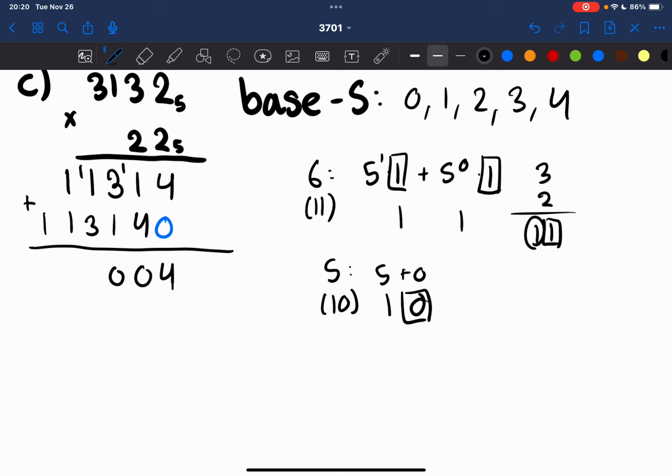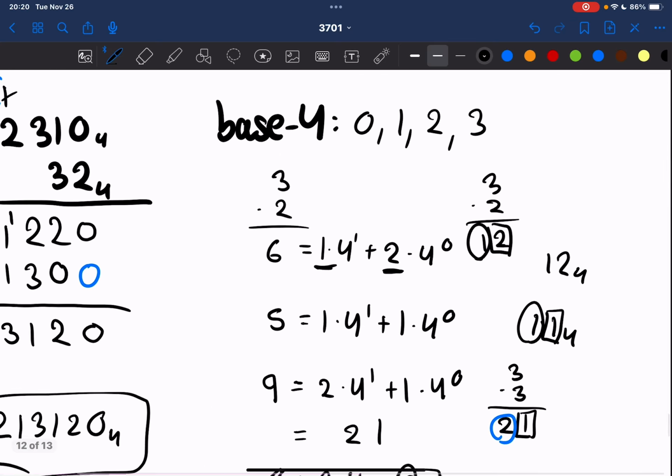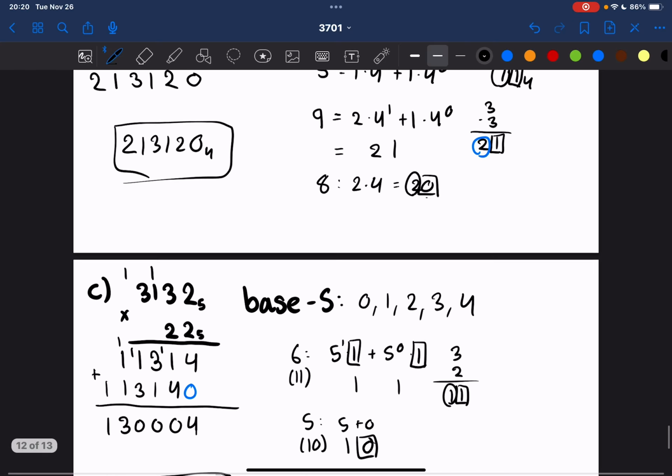Same thing. And then we get 5 again, so we carry that. And we get 1 plus 1 plus 1. That's 3. That's fine. And then lastly, just 1. So our answer should be 130004 base 5. And notice I've basically done the exact same method each time.